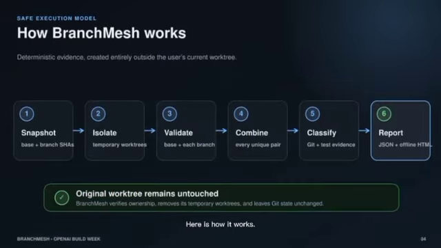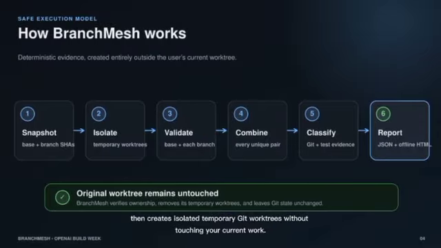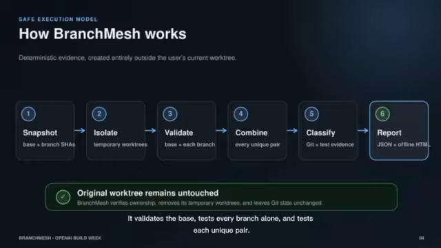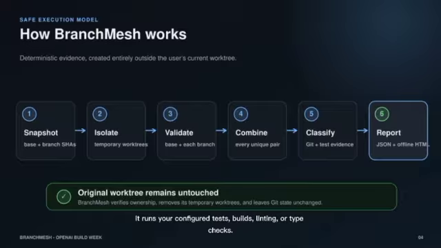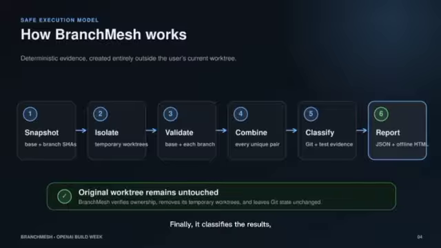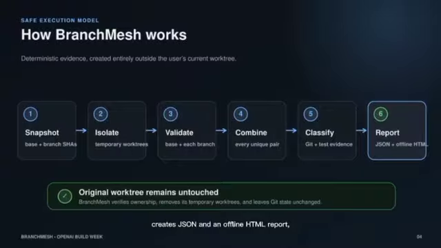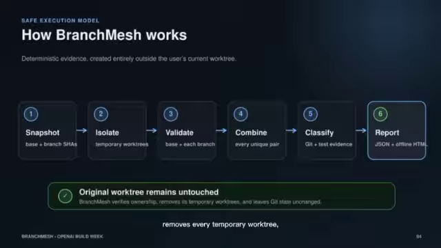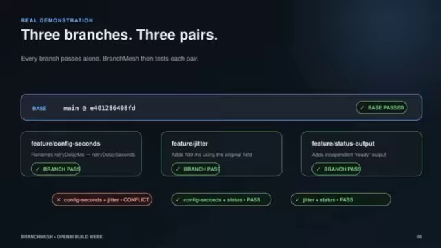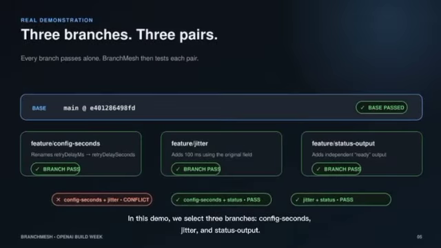Here is how it works. BranchMesh captures exact commit IDs, then creates isolated temporary JIT worktrees without touching your current work. It validates the base, tests every branch alone, and tests each unique pair. It runs your configured tests, builds, linting, or type checks. Finally, it classifies the results, creates JSON and an offline HTML report, removes every temporary worktree, and leaves your original repository unchanged.